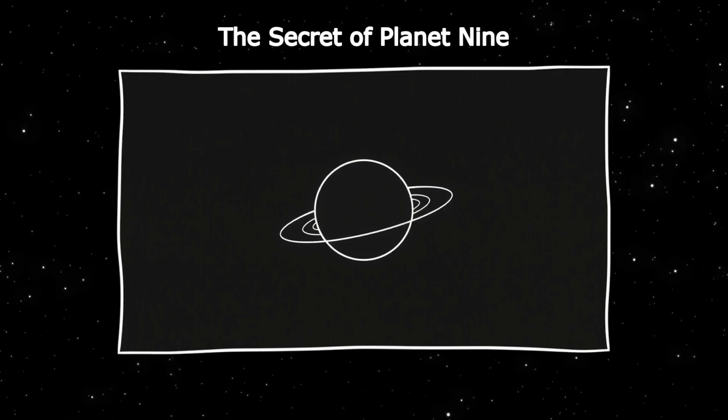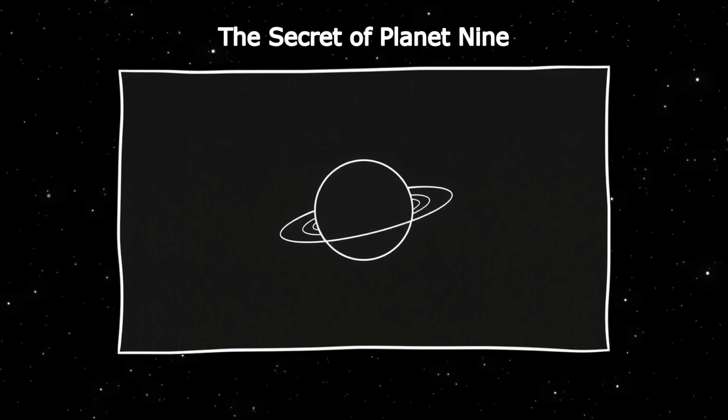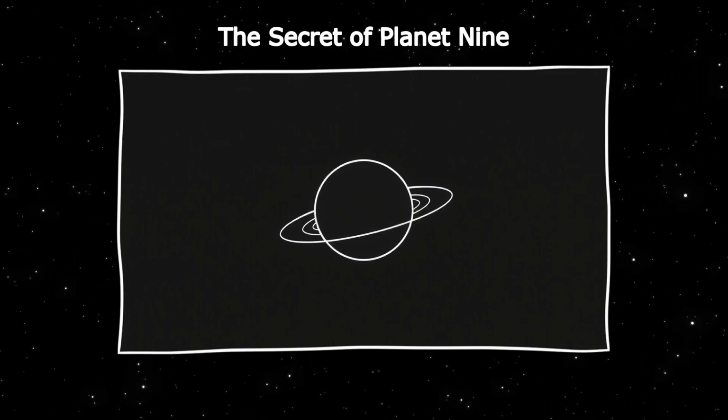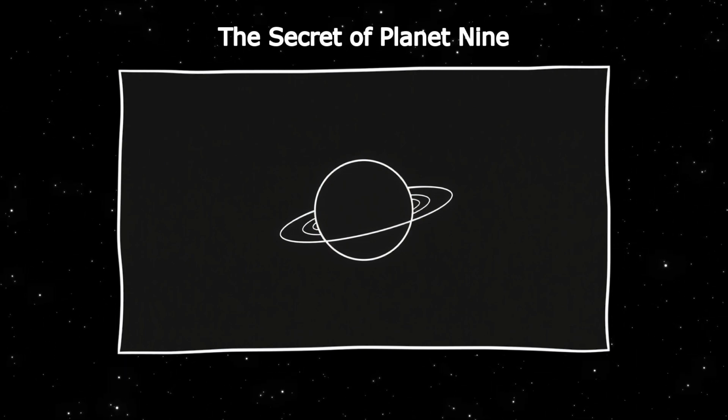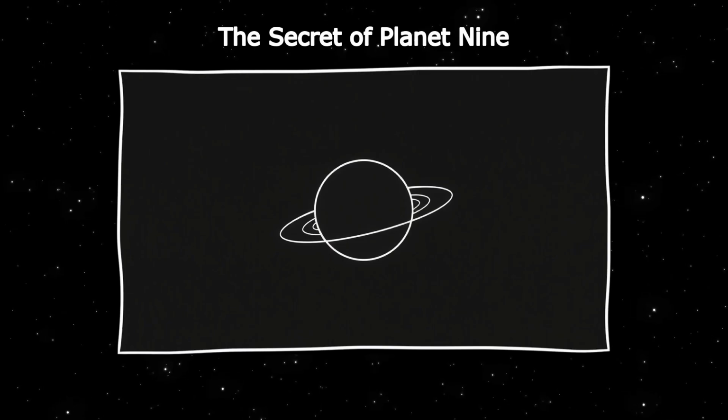The Kuiper Belt is a region filled with icy bodies that lies beyond Neptune, and it is home to a multitude of dwarf planets and smaller celestial entities. The gravitational pull of Planet 9 could be the unseen force shaping the unusual orbits of these distant objects.